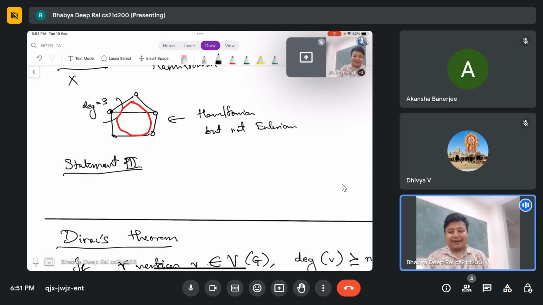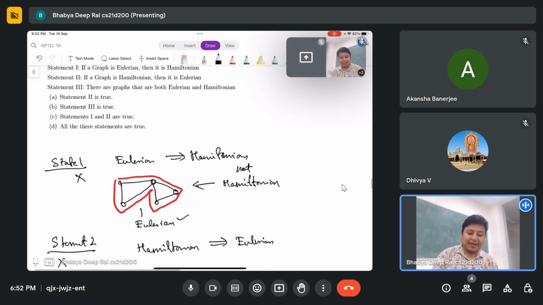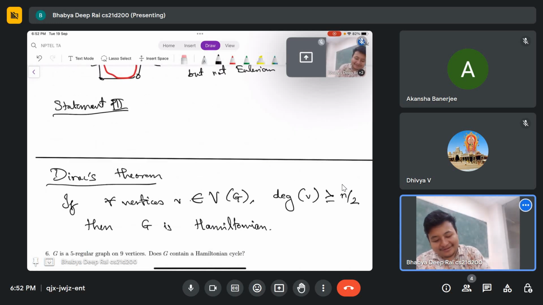So this one, I will ask you for an example, okay? There are graphs that are both Eulerian and Hamiltonian. So can you quickly think and tell me an example of a graph which is both Hamiltonian as well as Eulerian? C4. Yeah, good. A cycle, that's right, C4.